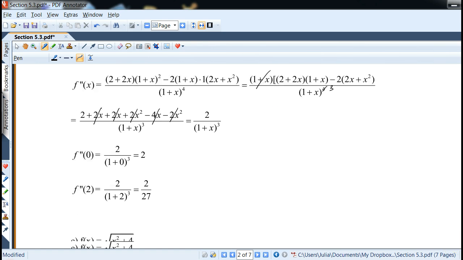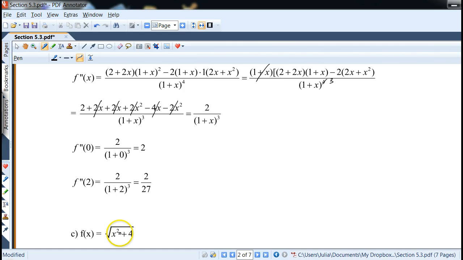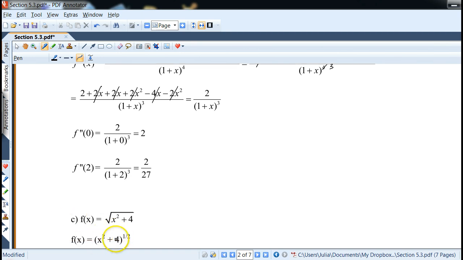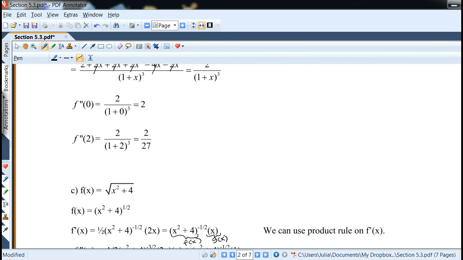Okay, let's keep moving. What about radicals? Square root of x squared plus 4. Well, if you think about how to do this for the first derivative, again, we learned this already. We can write it as a power of 1/2. Now be careful, you cannot actually simplify this, so do not attempt to take the square root because of the plus. Okay, so how to take the derivative?